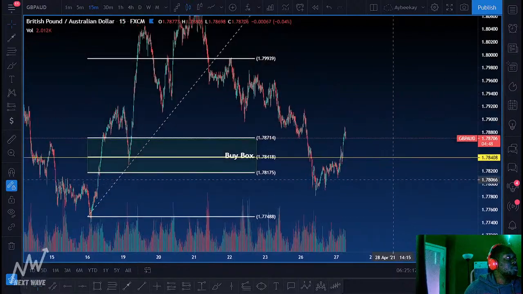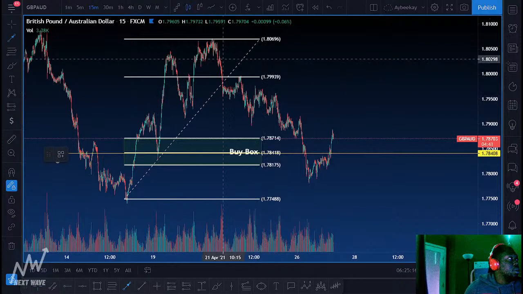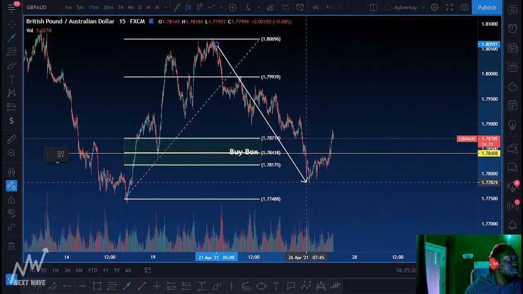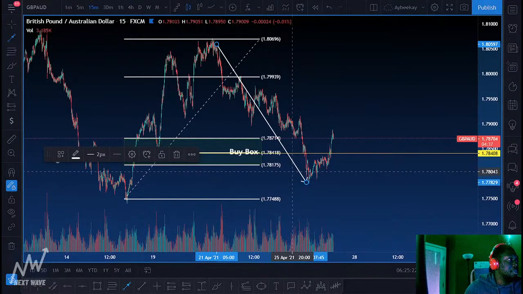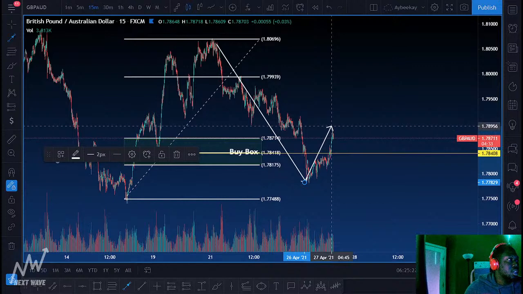Price came down. What is up with this music? Price came down a little lower than the 78.6. Probably made buyers scared and made sellers think that price is going to drop. Then price ended up pushing to the upside.